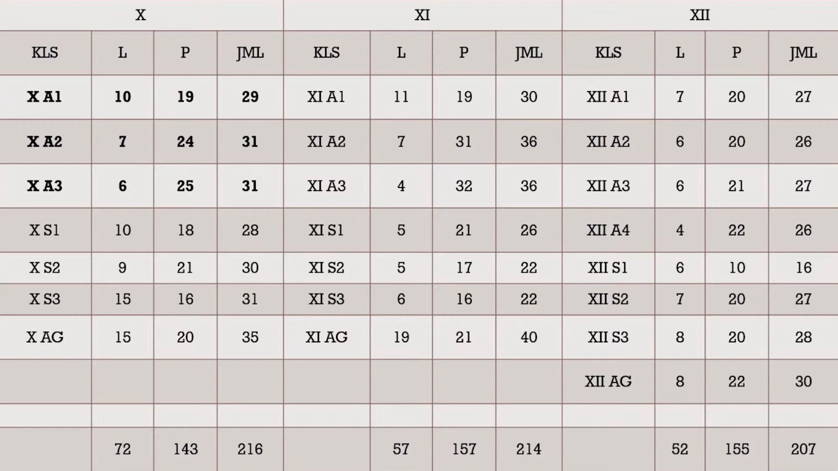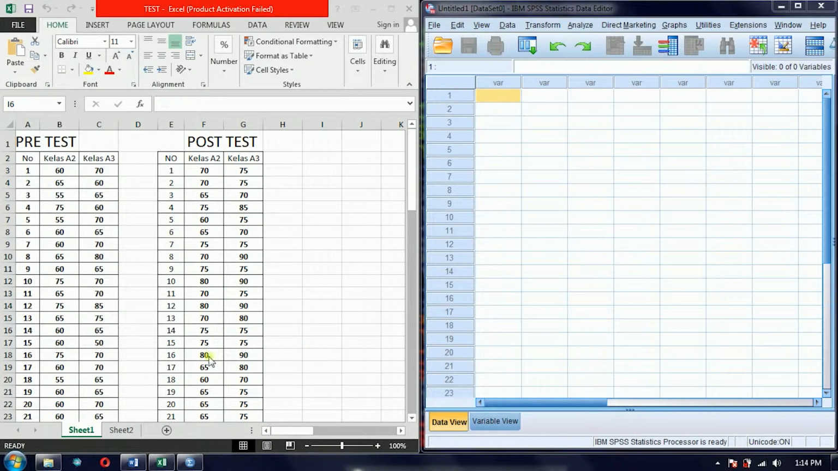And just because XA2 and XA3 have the same amount of students, 31 compared with 31. Okay. We gave a post-test to those 2 classes, and let's take a look at the result. This is the pre-test and post-test result. Pre-test is the test before you give the treatment, and post-test is the test after you give the treatment.